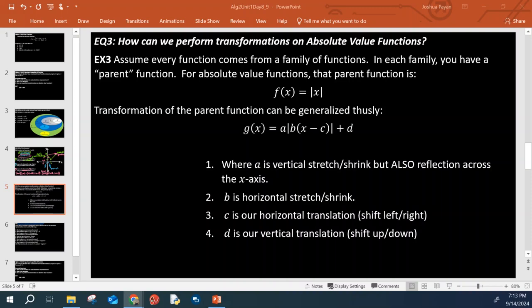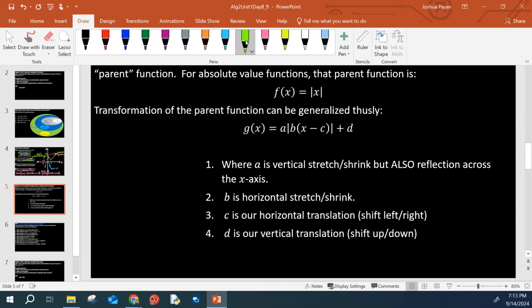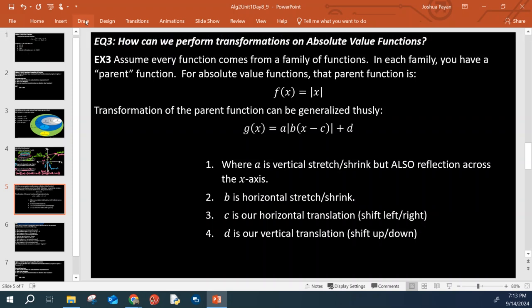Okay, this video is just going to be a brief video about absolute value functions and their transformations. Real quick, if you didn't already know, every type of function in mathematics and algebra has what's called a parent function. And the parent function for absolute value functions is this guy right here. It's just the simplest version of that function possible. That's what a parent function is.